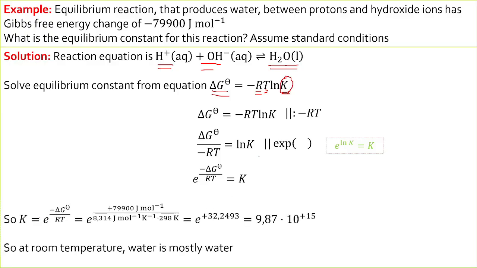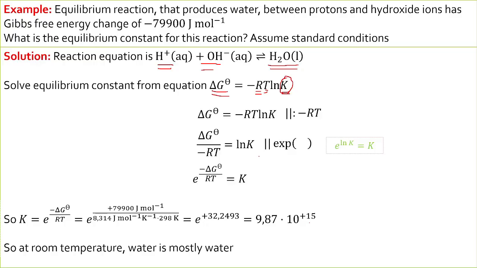So now we just place the numbers in and hope that we get something that is reasonable. K is e to the power of, it was minus, so 79,900 divided by 8.322, e to the power of 32, and we get 9.87 times 10 to the power of 15.